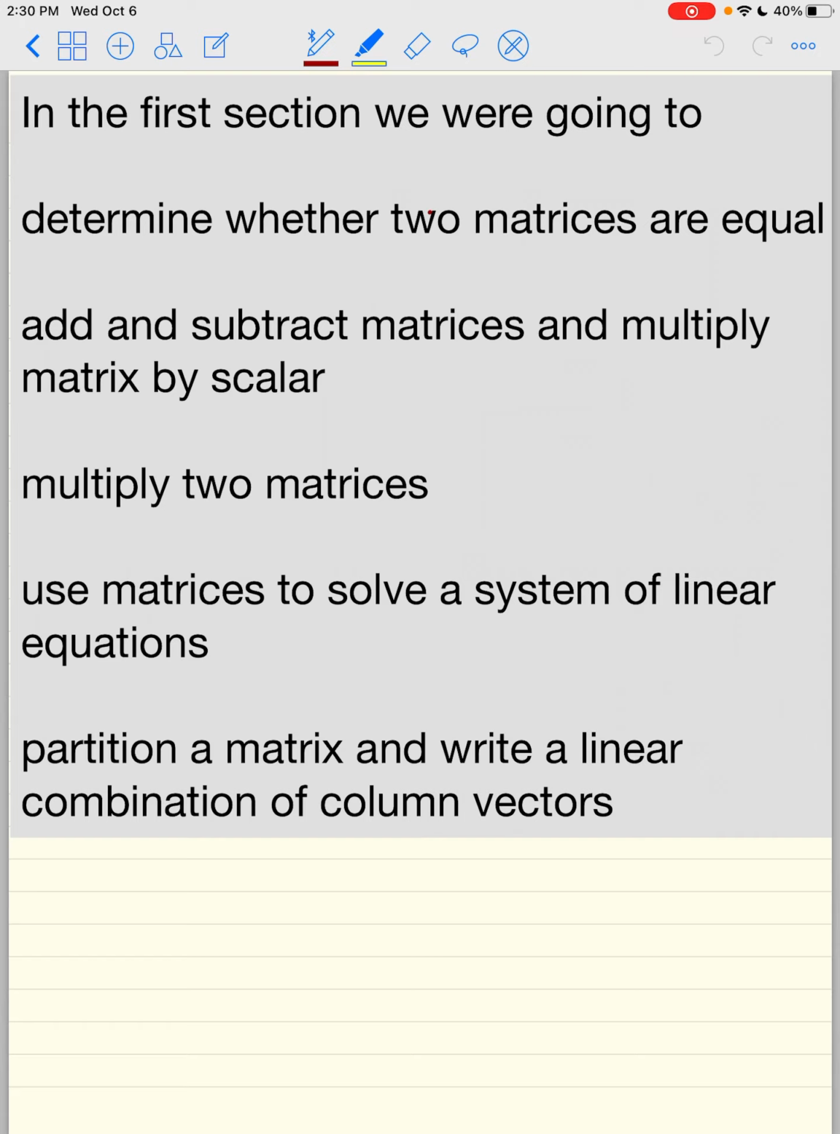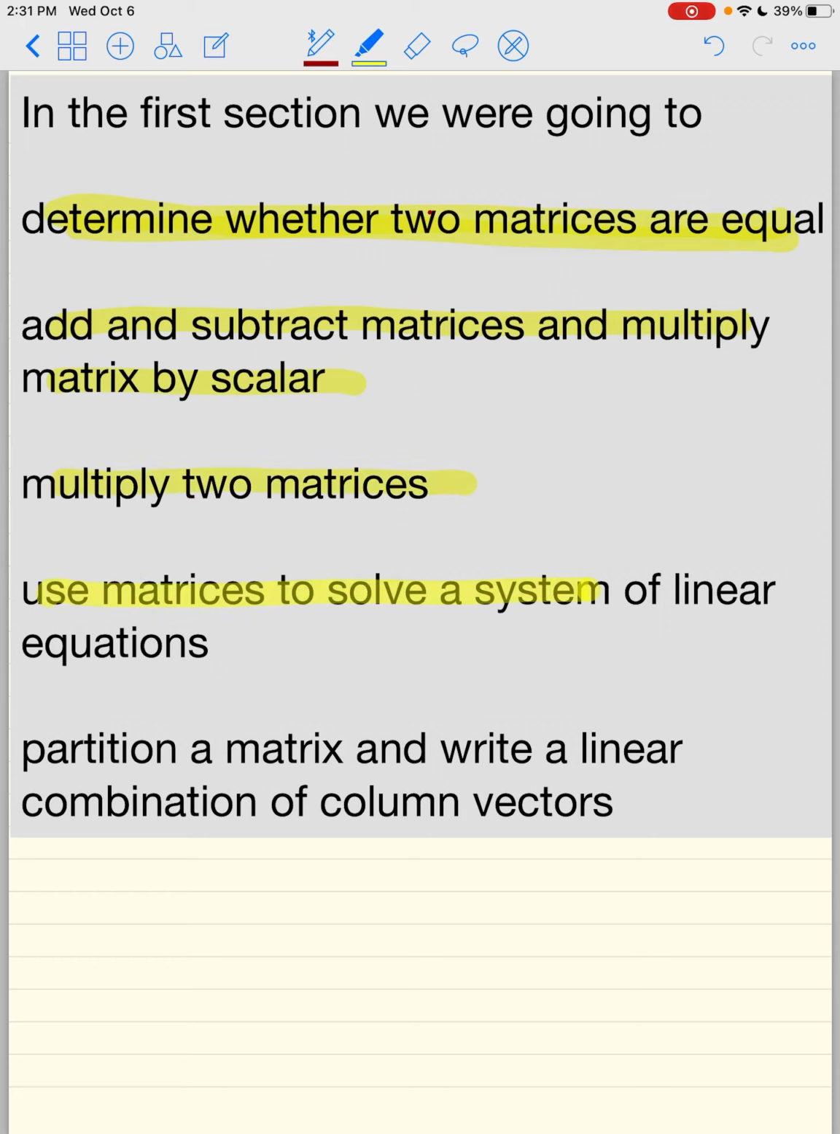In the first section, and not all of this is going to be in this video, I'm going to try to make the videos as short as possible so that you can watch them in pieces. So in the first section, we're going to determine whether two matrices are equal. That's going to be pretty easy, but I want you guys to look out for the notations. We're also going to add and subtract matrices, multiply a matrix by scalars, and multiply two matrices.